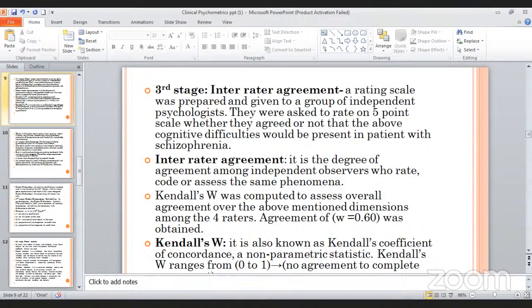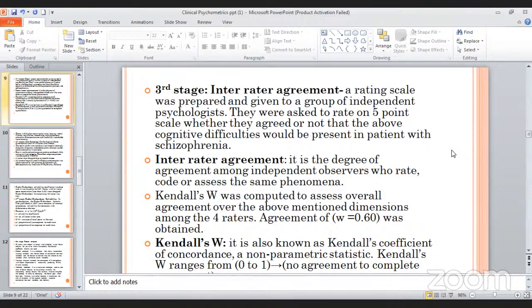So inter-rater agreement was done. What is inter-rater agreement? You know about it when you have learned reliability. It's the degree of agreement among independent observers who rate, code, or assess the same phenomenon. And Kendall's W was computed to assess overall agreement over the above mentioned dimensions among the 4 raters. An agreement of W equal to 0.60 was obtained.